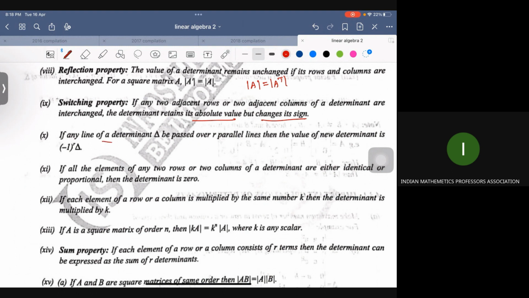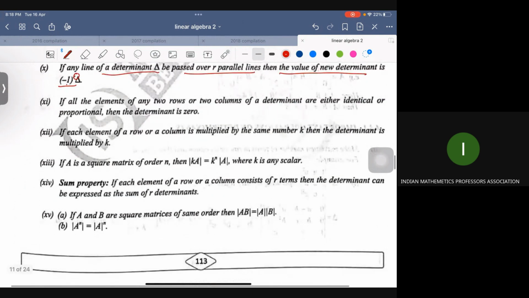If any line of determinant A is passed over R parallel lines, then the value of the new determinant will be minus 1 to the power R. If it passes over two parallel lines, the determinant will be the same. If all the elements of any two rows or two columns of a determinant are either identical or proportional, then the determinant is 0. For example, with rows 1 1 1, 1 1 1 and 2 3 4, the determinant of this matrix will be 0.